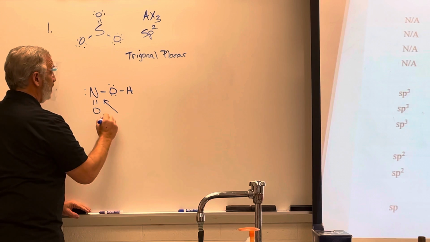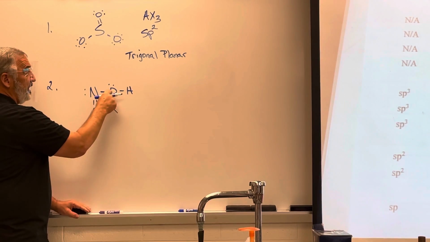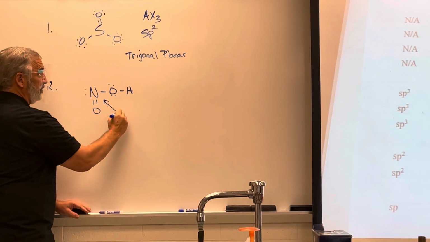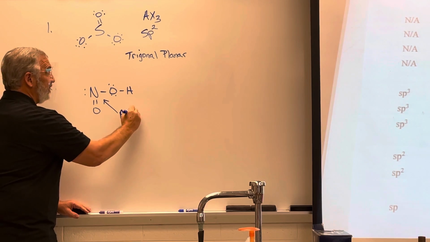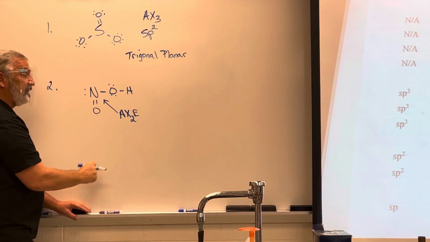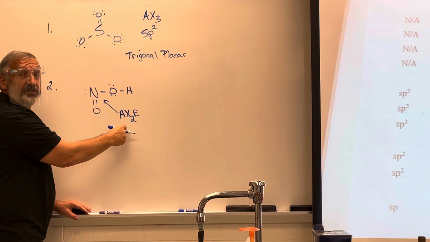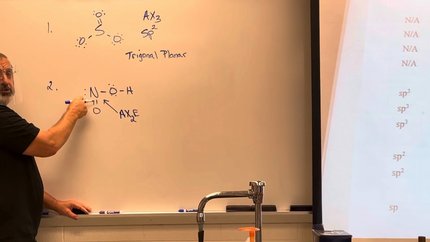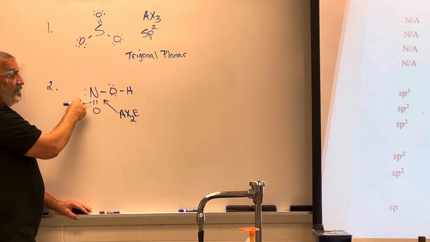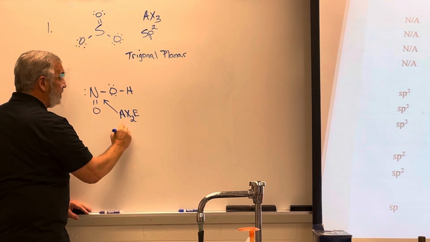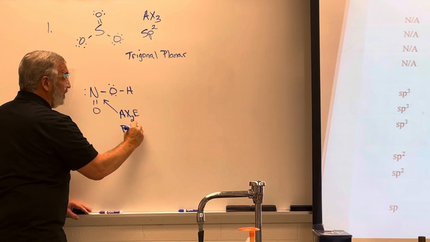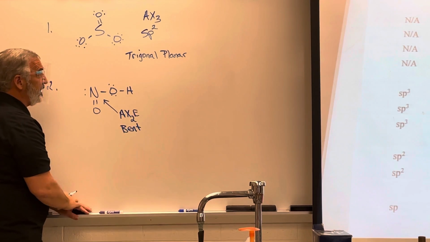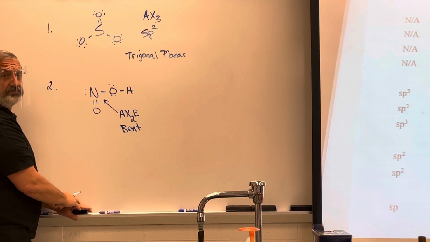AX3? No. It's AX2E, with an E for the lone pair. But it still adds up to 3. This lone pair is still going to occupy that third spot of that triangle. Okay? But we're going to say the shape is bent. 2 plus 1 is 3, so what type of hybridization is it?